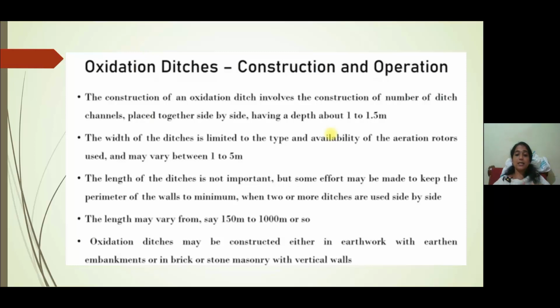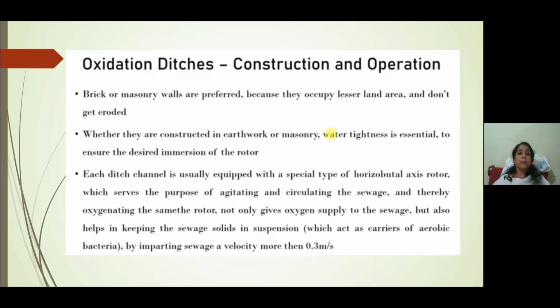The oxidation ditch may be constructed either in earthwork with earthen embankments, or with the help of brick or stone masonry with vertical walls. It won't get eroded, and whether they are constructed in earthwork or masonry, water tightness should be ensured. Each ditch channel is usually equipped with a special type of horizontal axle rotor, and the sewage velocity should be more than 0.3 meter per second.